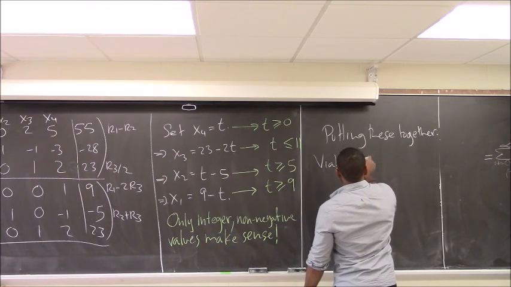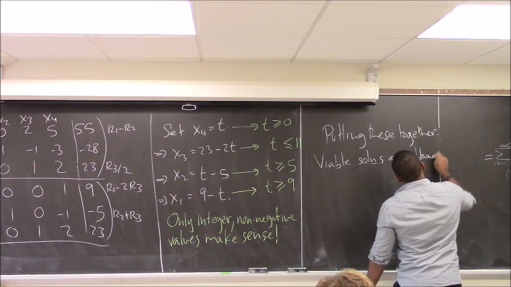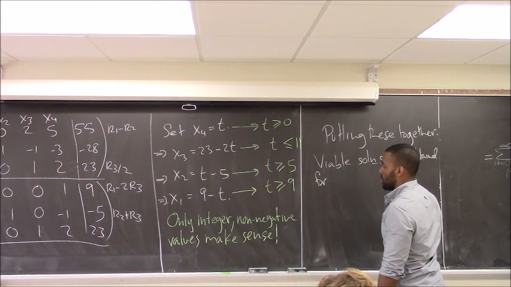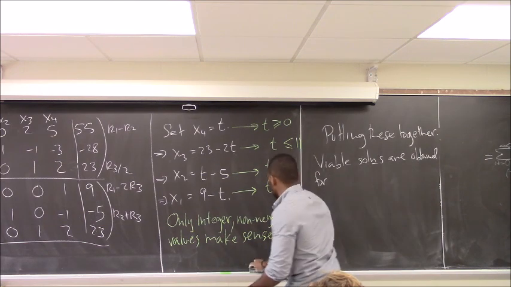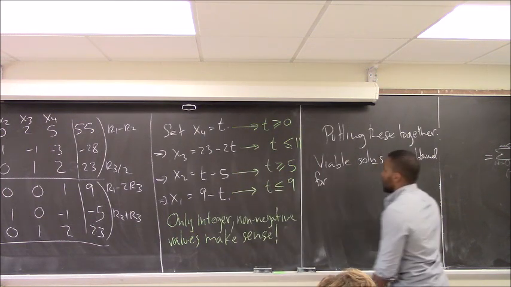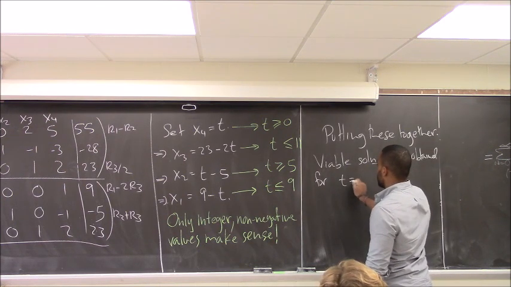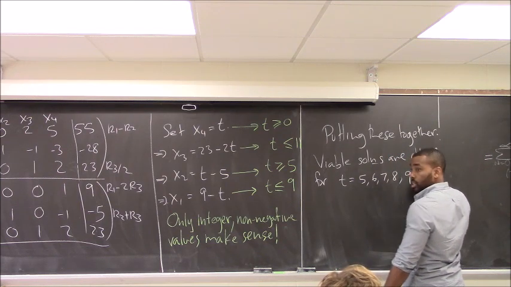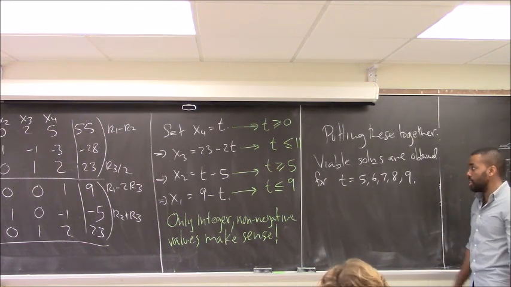Viable solutions are obtained for t... shouldn't it be less than 9? Did I put greater than or equal to 9? No, I want less than or equal to 9. So what do we have? The viable solutions occur for t equals 5 or 6 or 7 or 8 or 9. So the infinite case really reduces to 5 cases in this scenario.